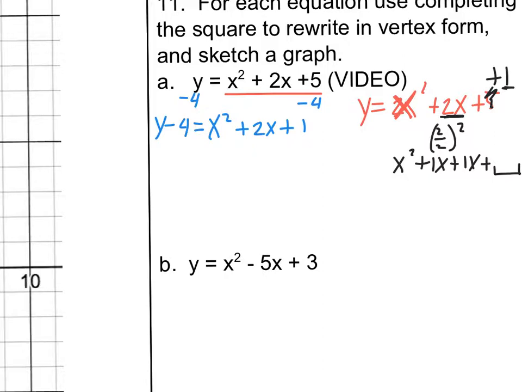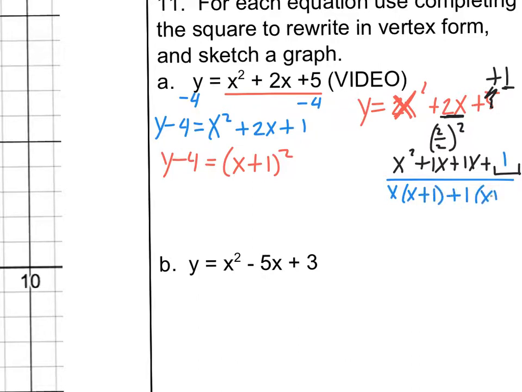X squared plus 2x plus 1 factors into x plus 1 squared, and we still have y minus 4 on the left side. If you are having trouble figuring out where this comes from on the right side, you can either factor it out. With the plus 1 there, the first two terms have x in common, so you get x plus 1, and then you've got a 1 in common, so you get x plus 1, and that leaves me with x plus 1 times x plus 1, which is x plus 1 squared. Or as an alternative, whatever you get when you divide that middle number by 2, that's the number that ends up in the parentheses.